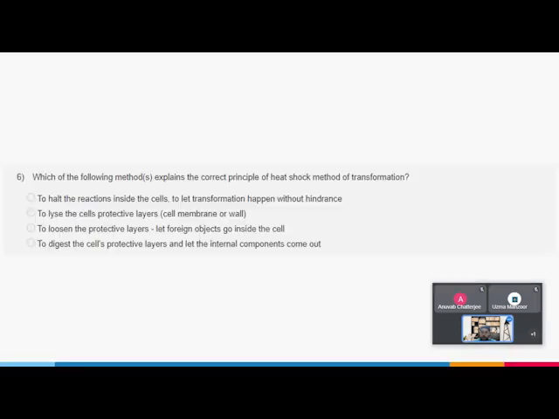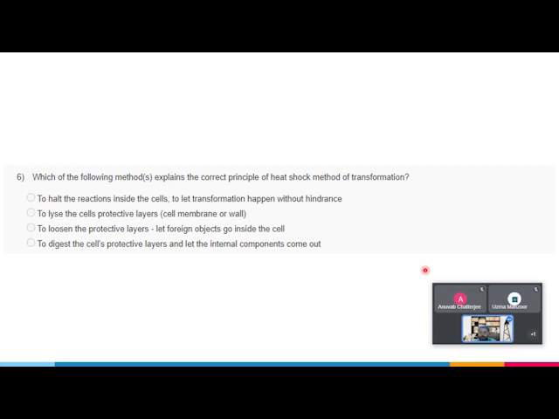So that is that one. So we move on to the next question, which is: which of the following methods explains the correct principle of the heat shock method of transformation? So we just talked about the heat shock method. Where does the heat shock come in? What exactly do I mean when I talk about the heat shock method? And what exactly does it do?